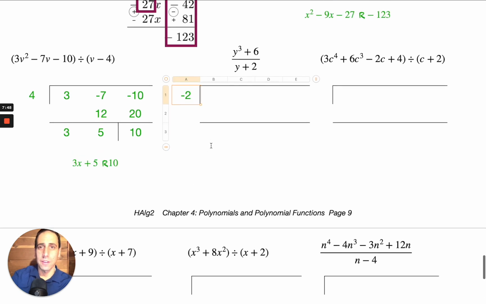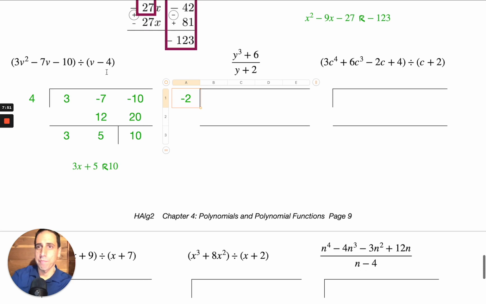Anyway, let's keep going. Here, this is going to be y cubed plus 6 over y plus 2. We're going to reinterpret the divisor as the polynomial here has a plus 2, so the root over here is going to be negative 2. And then we have a 1y cubed and then a 6. But I can't put the 6 right here because I'm going to need a whole bunch of placeholders. Let's see. Exponent of 3, exponent of 2, exponent of 1, exponent of 0. So I need 2 placeholders here. Kind of tricky to think about, but there it is.